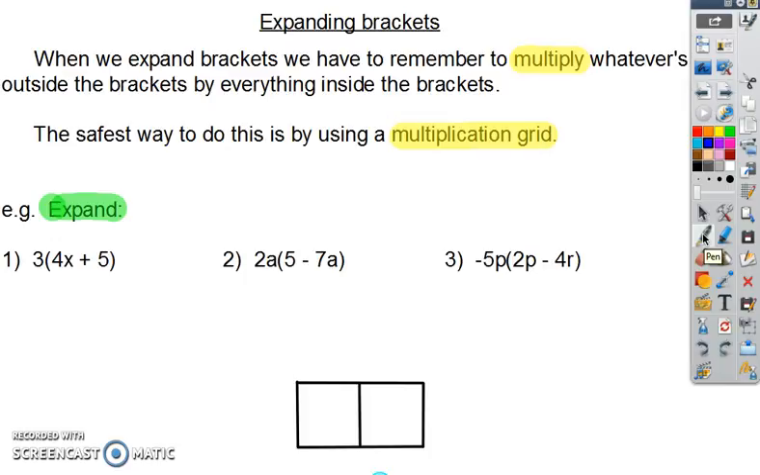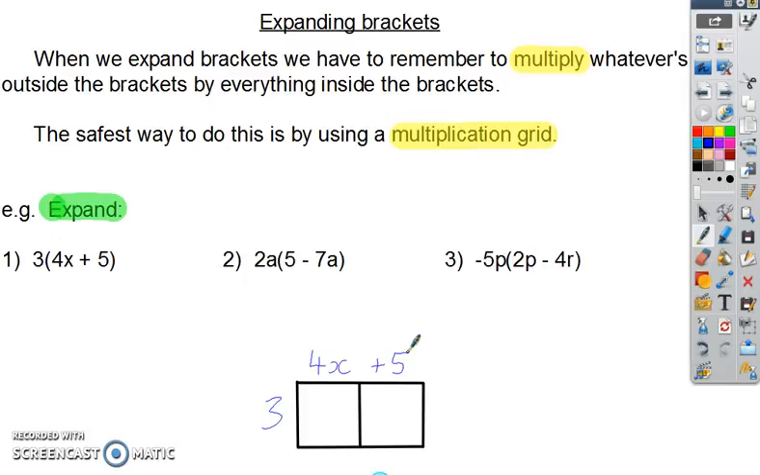Now then, I'm going to come down to my grid down here. I'm going to write the 3 to the left, and then on top, I'm going to write the 4x and then the plus 5. Now after you've had some practice with these things, you don't necessarily need the grid, so we're going to use it at first just till we're used to everything.